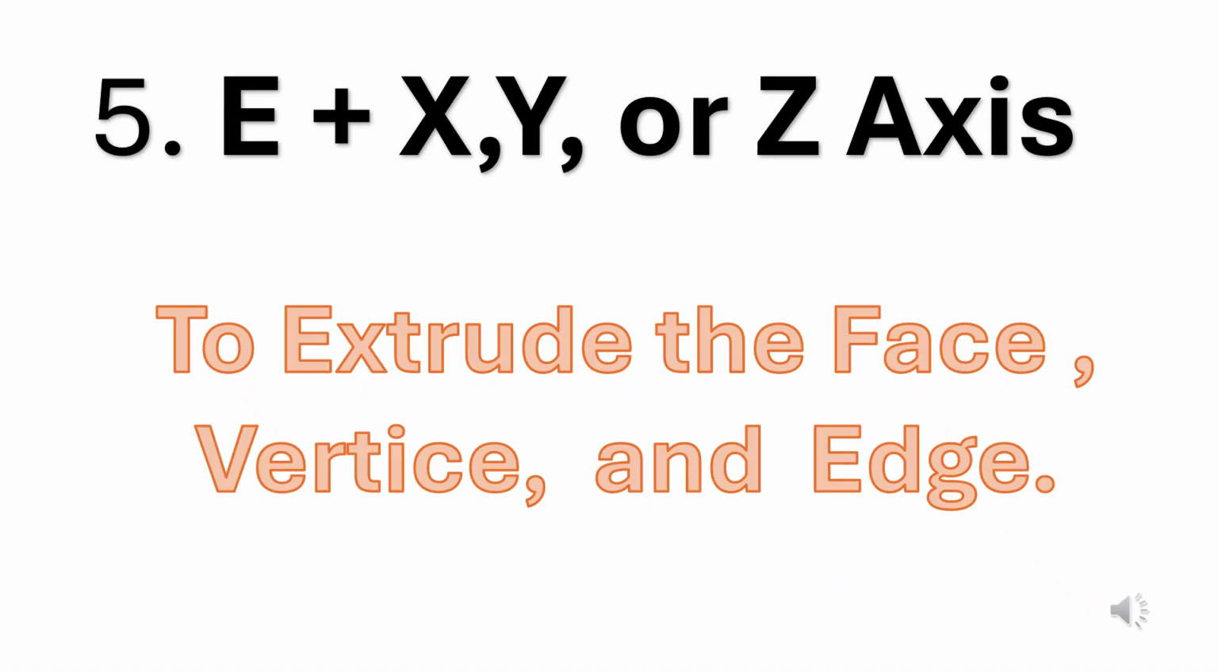We can press E to extrude the face, the vertex, or the edge of an object. We can press E and X, Y, or Z according to the respective axis in which we want to extrude the object. Let's see the video now.